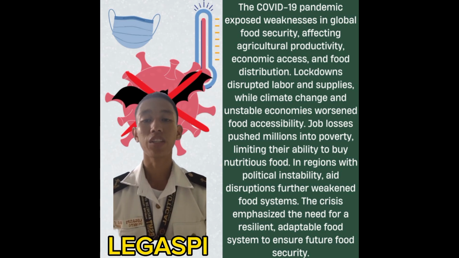Three is climate change. Ongoing climate disruptions, drought, floods, and unpredictable weather continue to impact farming. COVID-19 added pressure by making resources for climate adaptation less accessible, leaving farms in high-risk areas more exposed to climate-related losses. Four is economic access.